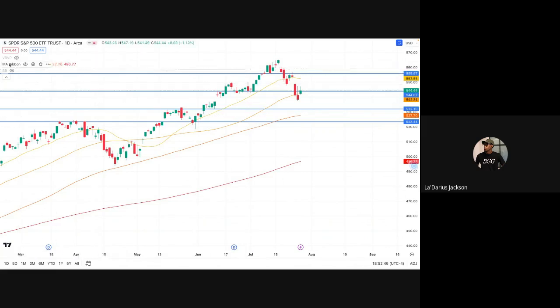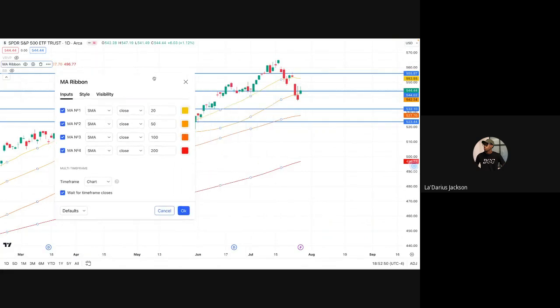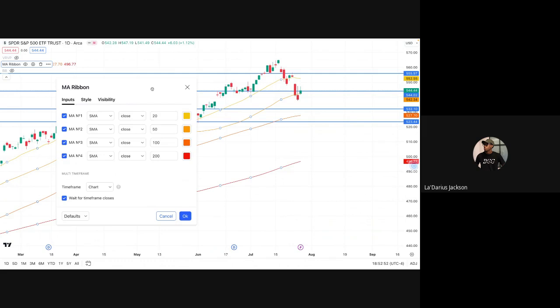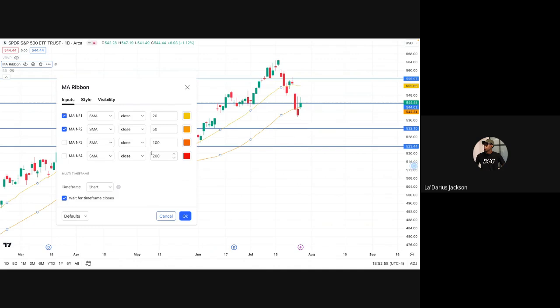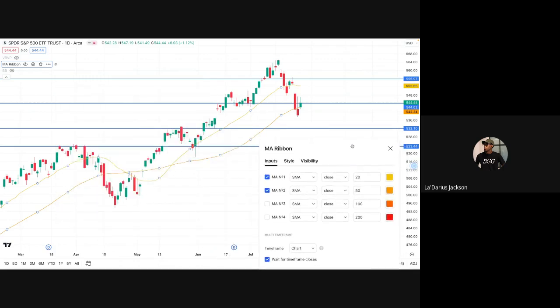All right, MA ribbon simplified. If you're like, well, four moving averages is way too much for me, I can't learn that way, cool, just use two. You can turn off the 100 and 200 now. You're going to get less information, but you're simplifying it. If you turn off the 100 and 200, you're just looking at the 20 and 50. It's a bit cleaner. The thing you have to pay attention to with the 20 and 50 is if they cross each other.